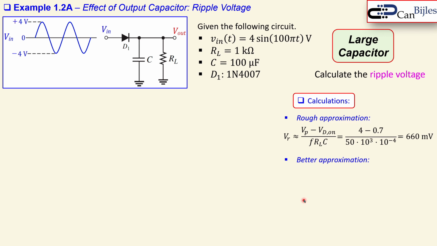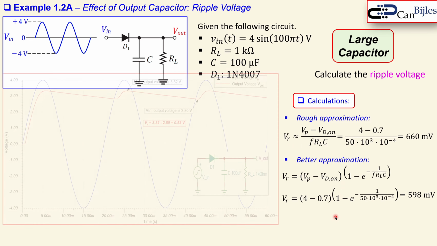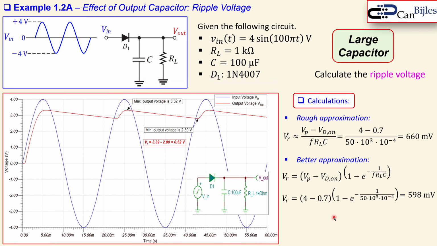When you do a little bit better approximation, which is a more accurate result using the exponential, you will have this expression. Now, if you substitute the values in here, you will have these, and the result will be almost 600 millivolts. So you can see it is quite some difference, 62 millivolts between the rough approximation and the more accurate approximation for the ripple voltage. But let's also look at the simulation, because that is also nice to see what's really happening there.